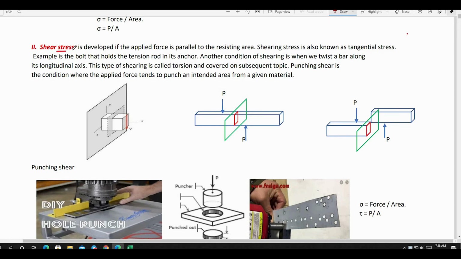From definition, shear stress is developed when the applied force is parallel to the resisting area. It can be depicted by this figure below. So if a force P is applied to the short cantilever beam, the resisting area which is parallel to that force is just equal to the area at the overhanging end of the cantilever beam. If force P is applied to this material, then the resisting area which is parallel to that P is equal to this rectangular area. It can be depicted by this part of the material.